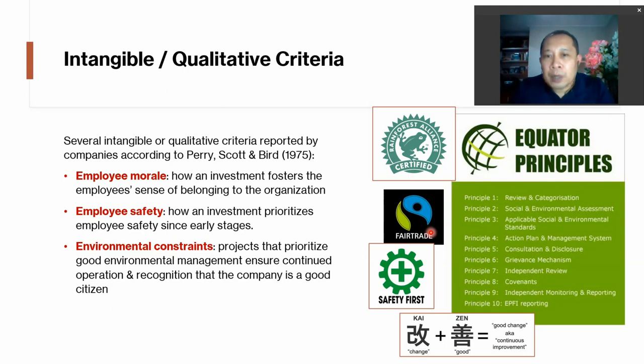For example, a product that carries a fair trade label is guaranteed that the production of those products does not displace indigenous populations, and they don't damage forests and so on. This one, of course, is a sign for safety, health, and environment protection in Indonesia, or K3. So any project has to involve this safety management.